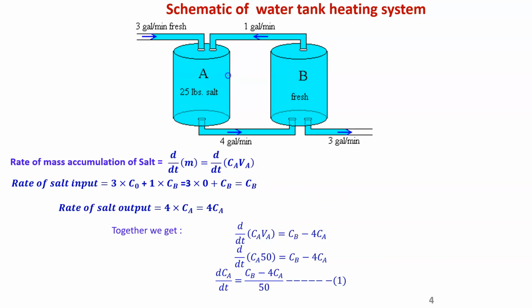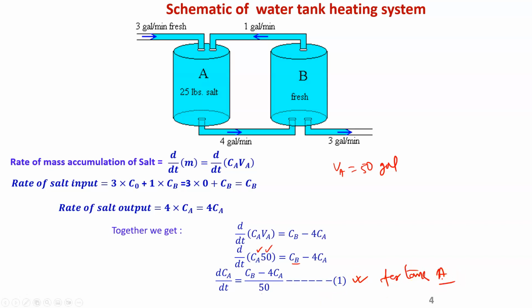Now here the volume of tank A, Va, is 50 gallons, so we can write d/dt of Ca times 50 equals Cv minus 4Ca. So dCa/dt will be (Cv minus 4Ca) by 50. So that is the first equation for tank 1, or A.